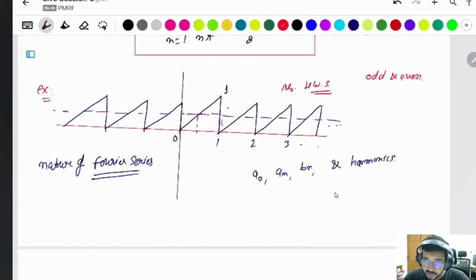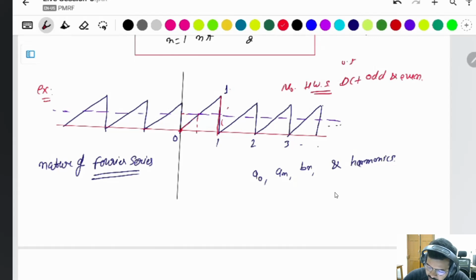But what is the value of A naught and An? In this case, A naught is a DC value because you have to shift this one, and this signal starts from 0 to here. That's why you can say the signal is neither even nor odd. DC value is there. The DC value, the average value, is 0.5 because this is the 1 and 2.